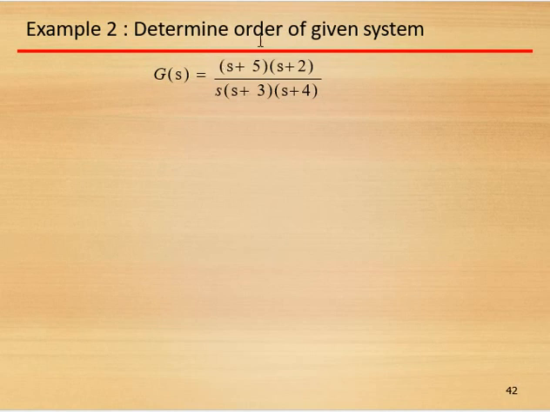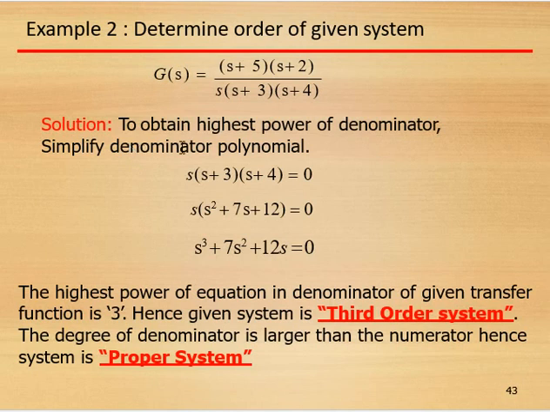So determine the order of a given system. Here we have to determine the order. First of all we have to simplify this equation. Let us simplify. If you take the denominator polynomial, that is s, the first bracket is (s + 3) and the second bracket is (s + 4), and if you equate this equation to 0, this is called a characteristic equation.